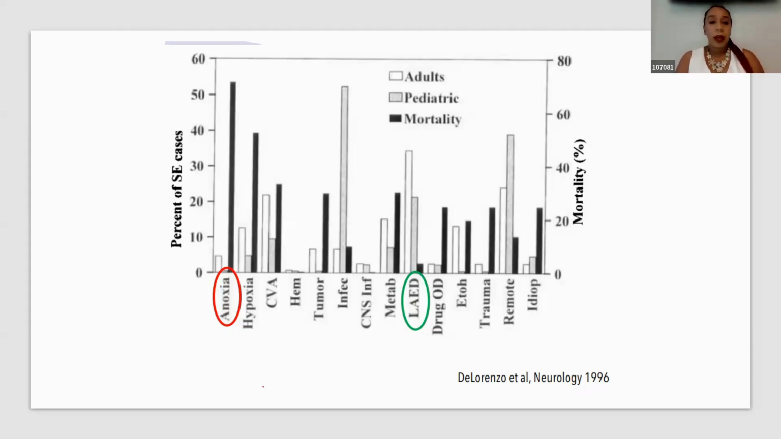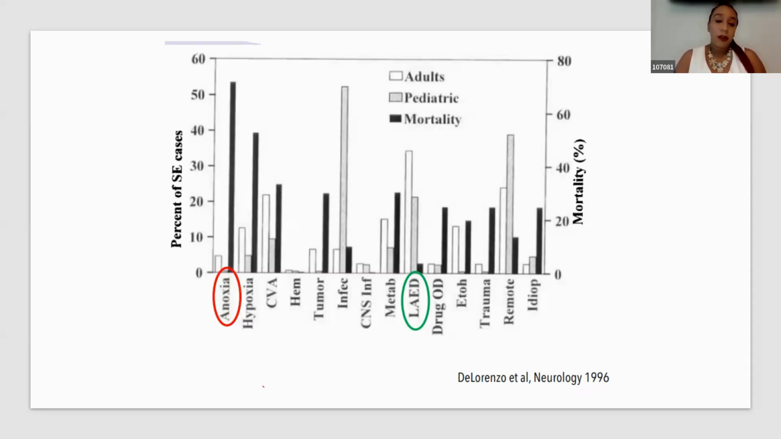But it talks about how anoxia is one of those that cause the highest mortality rate when patients end up with status epilepticus and have anoxia. And then the one that has the least mortality rate, but is one of the ones that we could potentially avoid, is low anti-epileptic drug, right? Those patients that have subtherapeutic levels of medications. Their mortality rate is low, and these are the ones that we could potentially intervene on by making sure that their medications are therapeutic at all times.